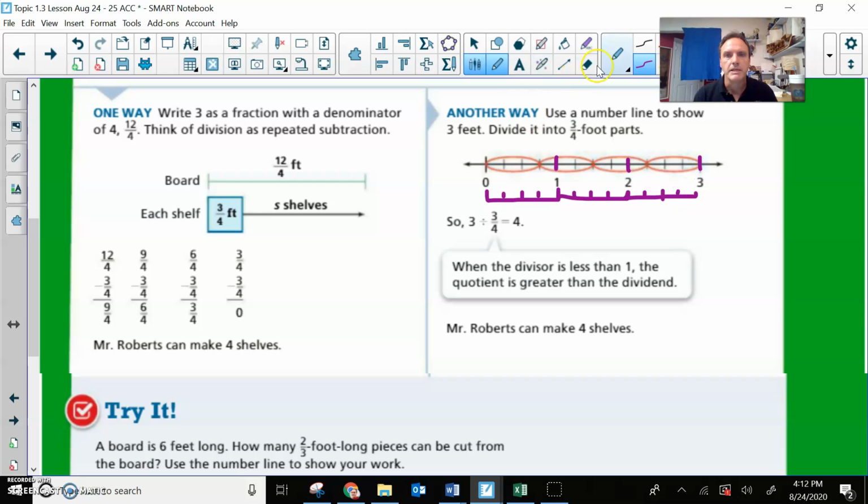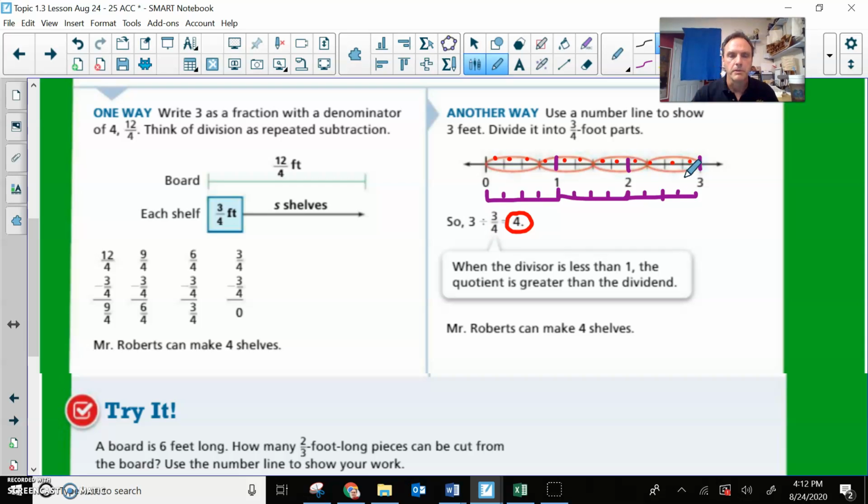So that makes it easy for us to circle or keep track of groups of 3/4. And so that's what these circles are right here. We're just circling groups of, here's a 1/4, 2/4, 3/4, circle. Another 1/4, 2/4, 3/4, circle. 1, 2, 3, circle. 1, 2, 3, circle. So you can see here there are 4 whole groups of 3/4 in this.